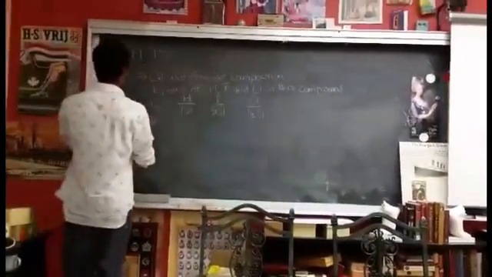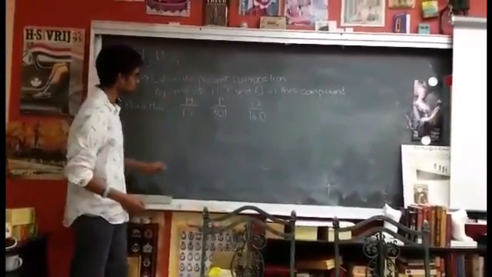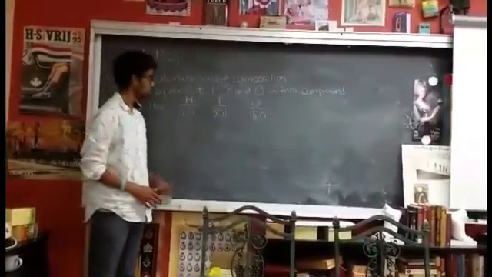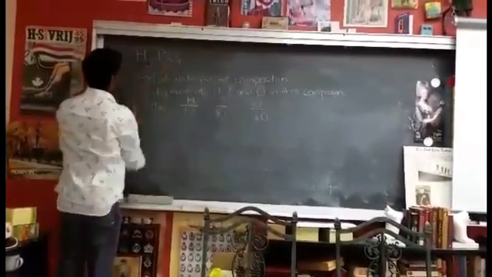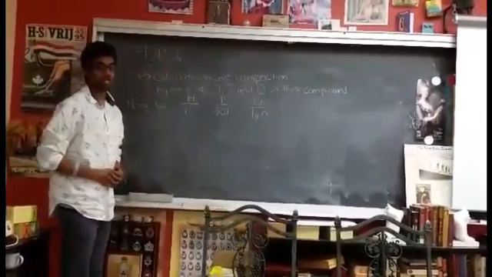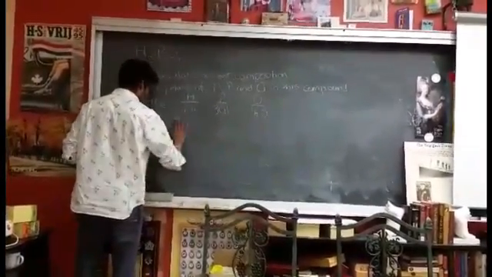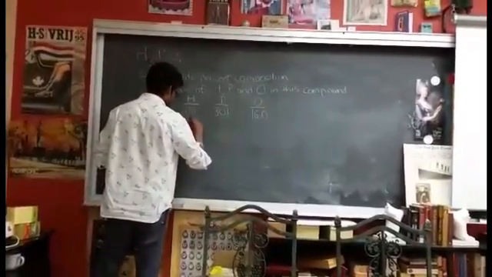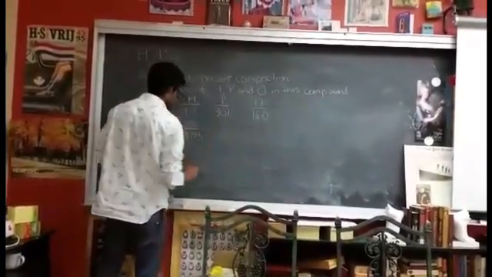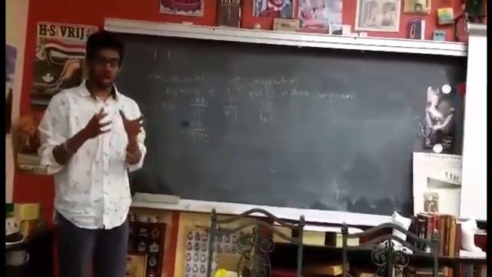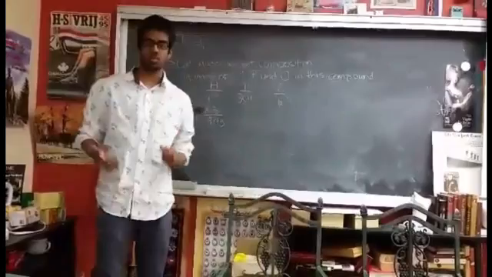We start by finding the molar mass. For hydrogen, that's 1.01 grams per mole. Phosphorus, 30.1 grams per mole. Oxygen, 16 grams per mole. As we can see in this compound, there are 3 hydrogens, so we multiply by 3 to equal 3.03. So the mass of hydrogen within phosphoric acid is 3.03 grams per mole.